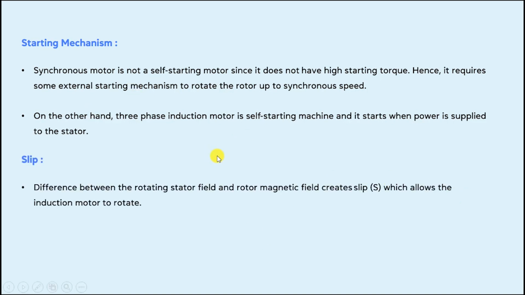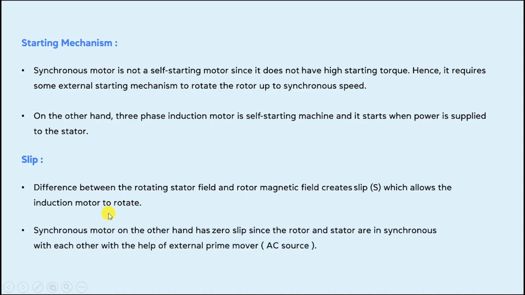The next point is the slip. The difference between the rotating stator field and the rotor magnetic field creates a slip which allows the induction motor to rotate. So in the case of an induction motor, it is necessary to have a difference between the rotating stator field and the rotor magnetic field in order to allow the induction motor to work properly, which is called the slip.